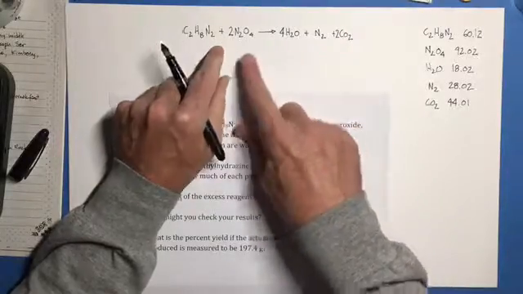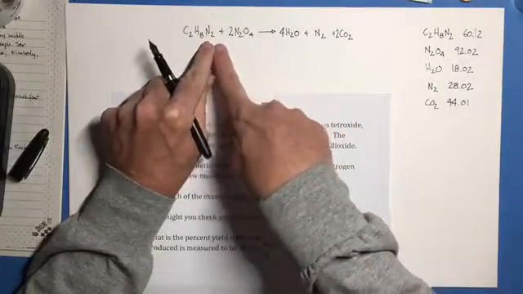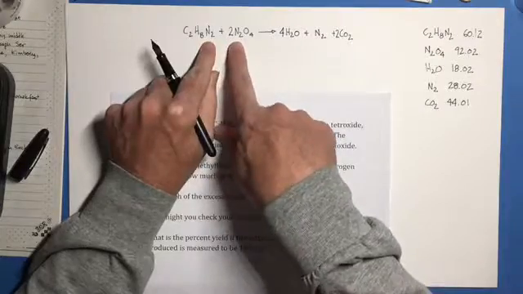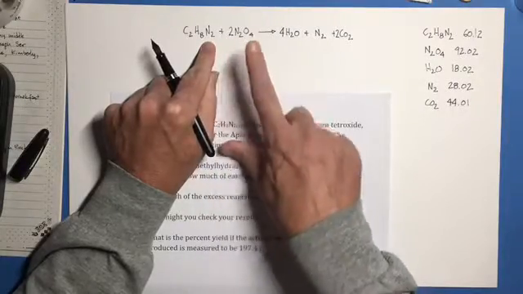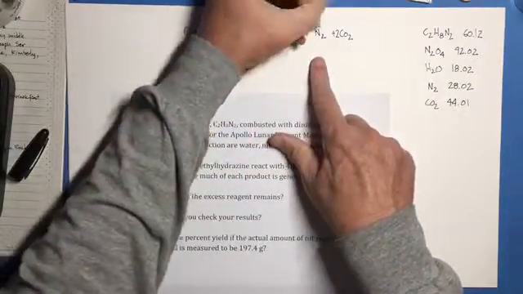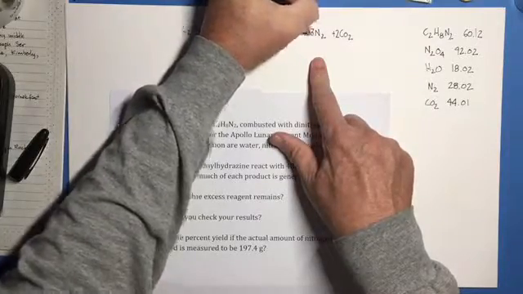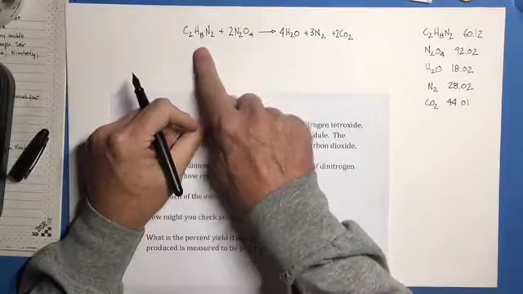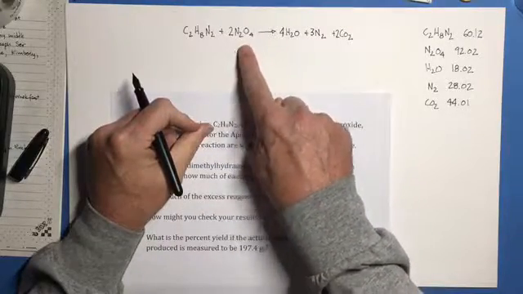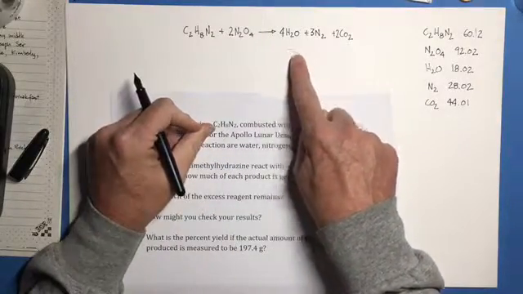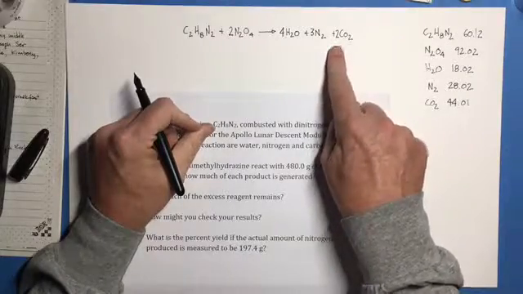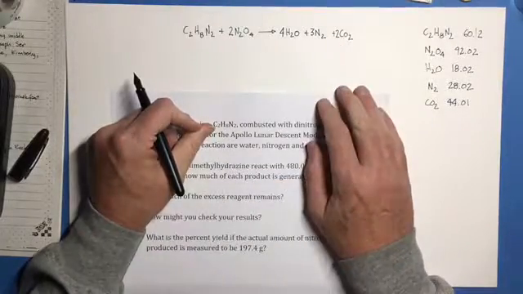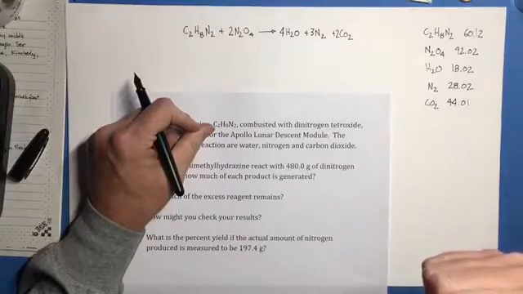Let's look at our nitrogens. Now on this side, I have 2 nitrogens and another 4 nitrogens for a total of 6 nitrogens. Perfect. That's an even number. That means I can fix that by putting a 3 right there. So my balanced equation says that C2H8N2 plus 2N2O4 yields 4H2O plus 3N2 plus 2CO2. All right, step 1, taken care of.